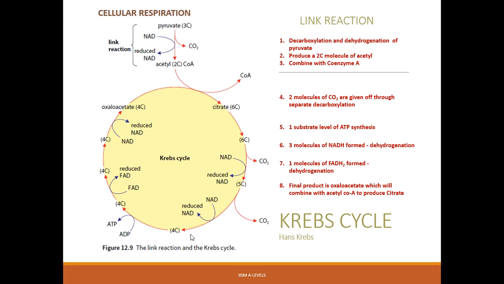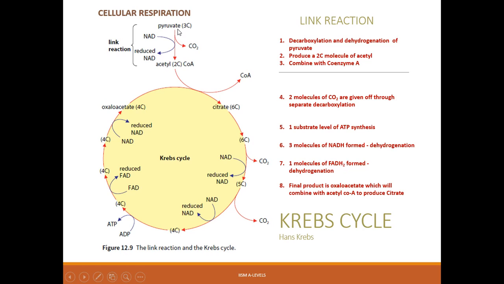So the next stage in cellular respiration is the Krebs cycle, and in Krebs cycle, pyruvate that was made earlier by glycolysis will undergo further chemical reaction to release more energy in the form of ATP. But as you can see in this diagram, in order for pyruvate to enter the Krebs cycle, it must first go through another stage known as the link reaction. This particular stage links the product of glycolysis with the Krebs cycle.